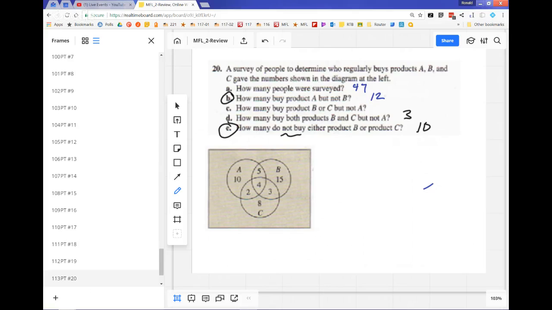How many buy product B or C but not A? B or C is the union of those 2 circles. But you have to throw out any part of the 2 circles that A intersects. So it'd be 8 plus 3 plus 15. That is correct. What, 26? Yes, 26.